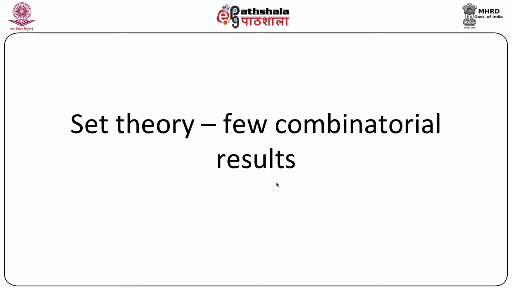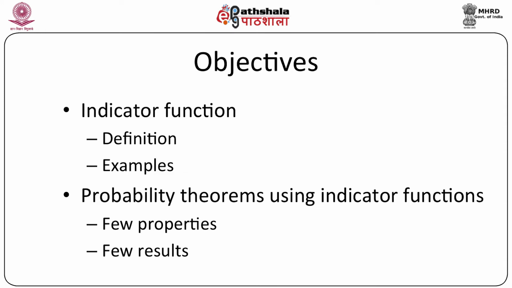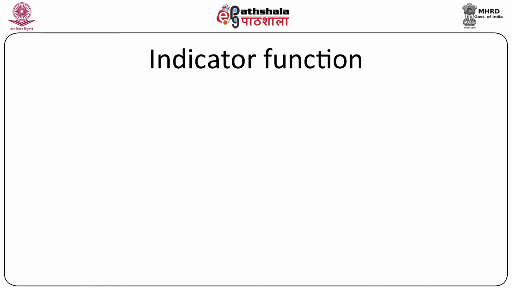So we are going to discuss a few combinatorial results mainly related to probability theory that will come as a consequence of set theory. So our objective is that first I would like to define an indicator function, that means the definition of an indicator function, how it looks, and a few examples. And then we will discuss a few very common theorems in probability using indicator functions, a few properties and few results. But first, what is an indicator function?